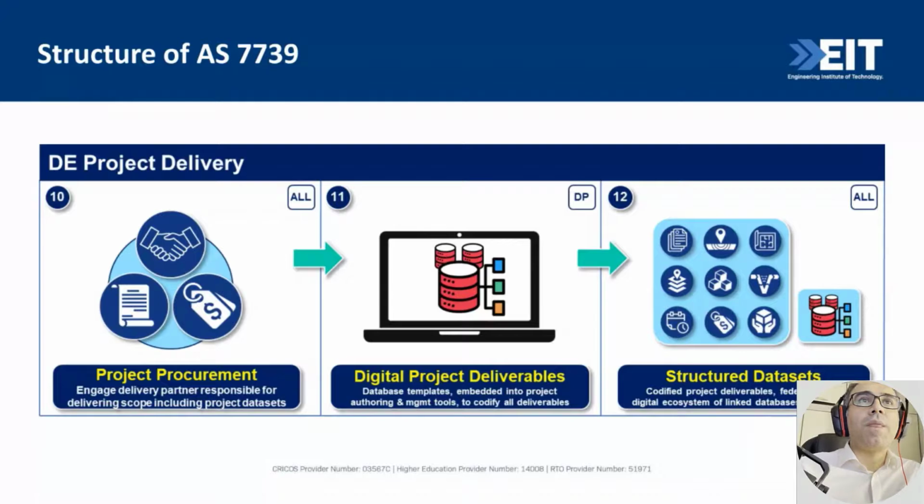Also, in the last steps, as a project delivery, we care about the project procurement. For example, engaging the delivery partner's responsibility for delivery scopes, including project data sets, and then handover as one of the key deliverables to the client side, the operator side, the asset owner side, the infrastructure managers, and then they use it as CDE 2.0, a connected digital ecosystem that links all the databases together and keeps them updated.